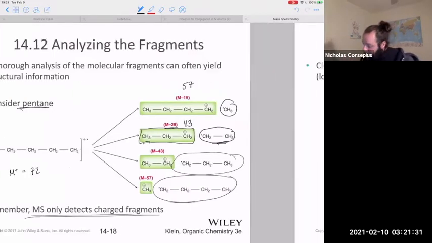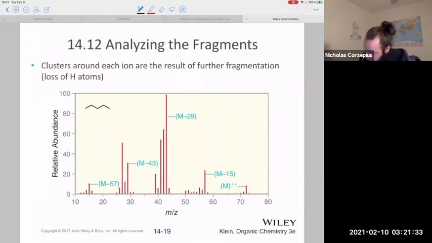What are the other ones going to be? All right, so here's the breakdown that we just saw. What are these other peaks going to be? Those are just spaced one apart. Those are going to be the loss of individual hydrogen atoms that are falling off. And again, you don't really know just by looking at pentane that the molecular ion minus 29 or that 43 peak is going to be the largest one.